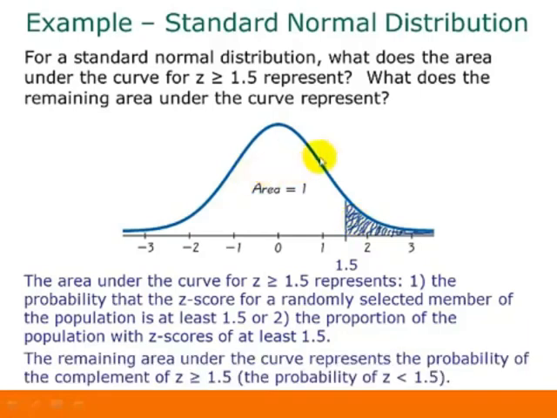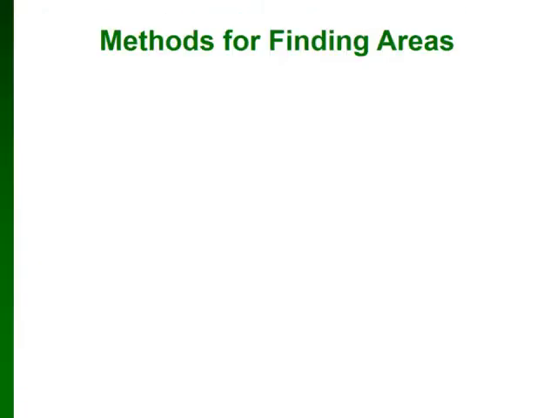The remaining area under the curve, in other words, the part over here that's not shaded, would represent the probability of the complement of the event z is greater than or equal to 1.5. So this part that's shaded is the probability for z greater than or equal to 1.5. The part that's not shaded would represent the probability of z less than 1.5. And remember we said the total area under the curve had to equal 1. So if we knew the area of the shaded region, then we could find the area of the unshaded region by subtracting from 1.